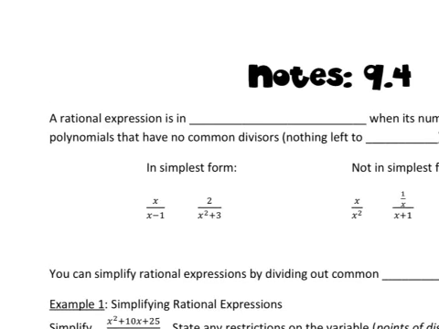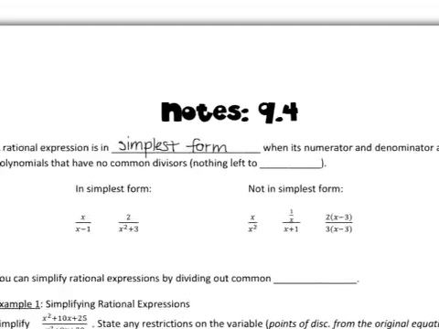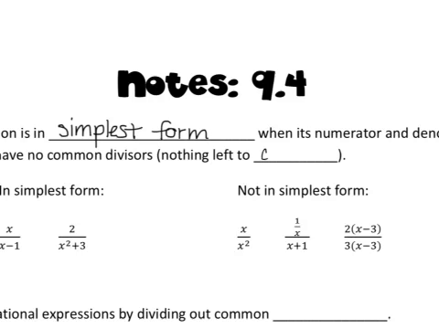So what we're doing today is simplifying rational expressions. Rational expressions are fractions, like all these examples. When we simplify a rational expression, it's in its simplest form when its numerator and its denominator are polynomials that have no common divisors. What does that mean? It means there's nothing left to cancel, divide, either one of those work.